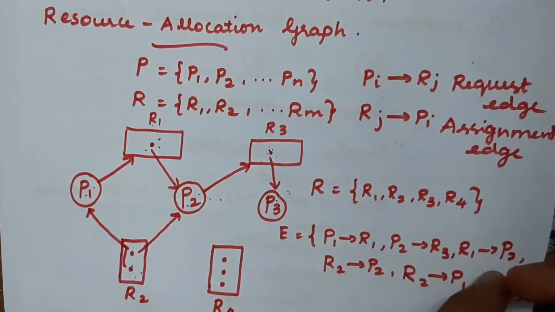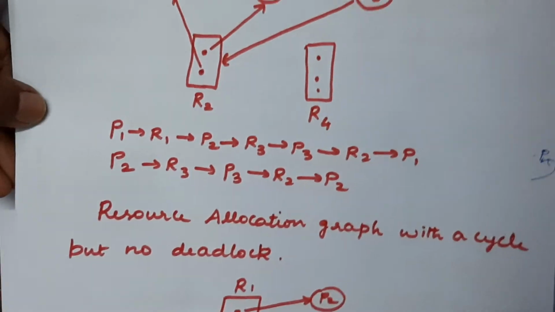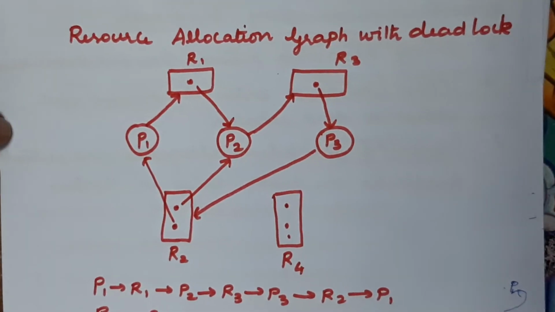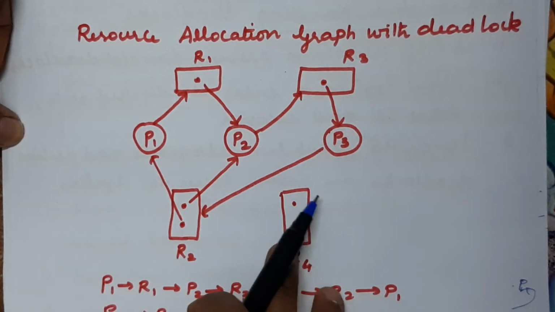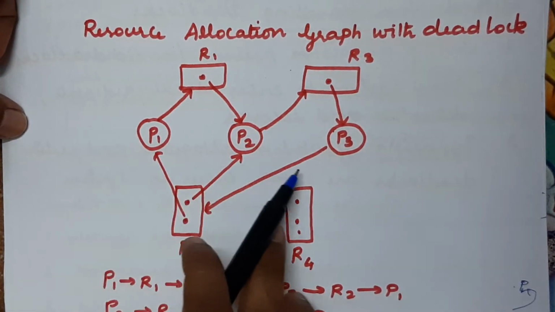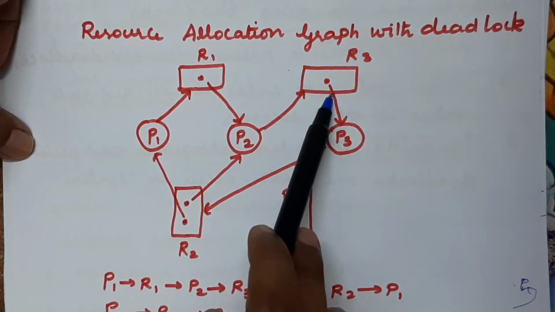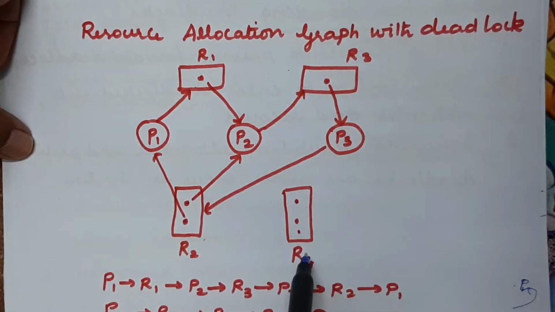Okay. In the next diagram we will discuss how we get a deadlock. It is one example of deadlock occurrence. If you look at this, we again have three processes P1, P2, P3, and the resources are R1, R2, R3 and R4.